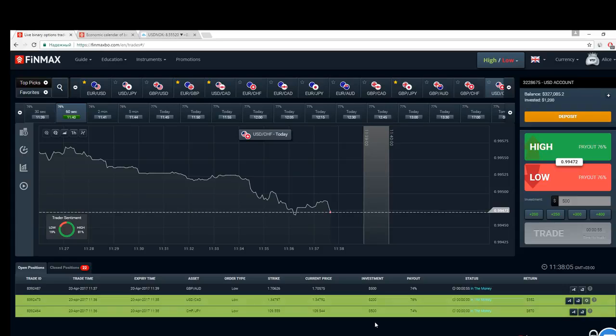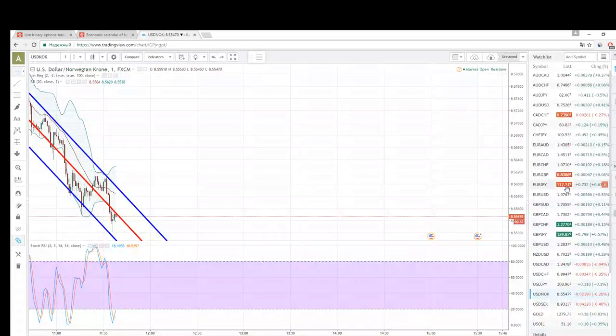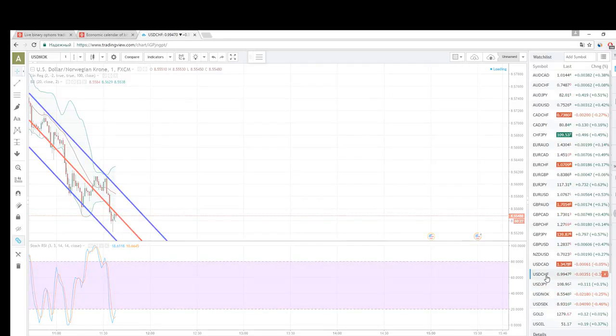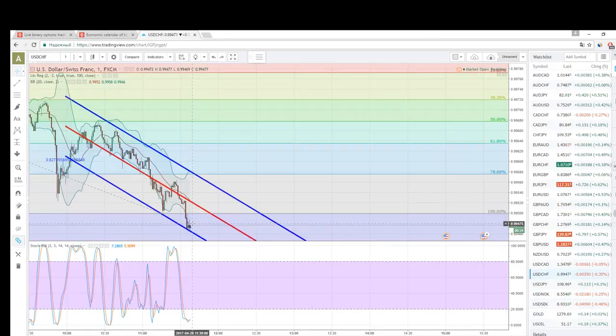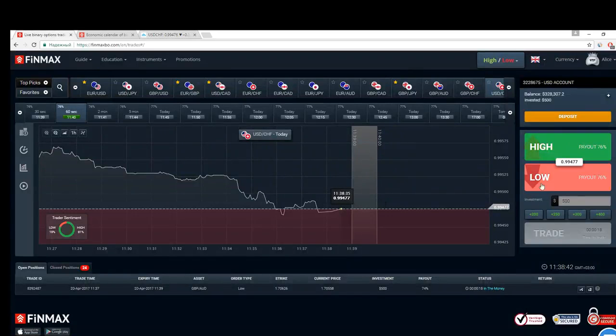Okay, so on the first and second step, 2 of our trades, they expired in the money, which is good. And the only one left open. Well, American to Swiss franc. Let's see the chart. I'm planning to enter for high.